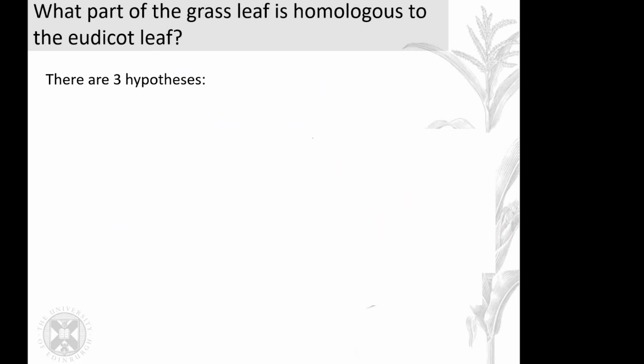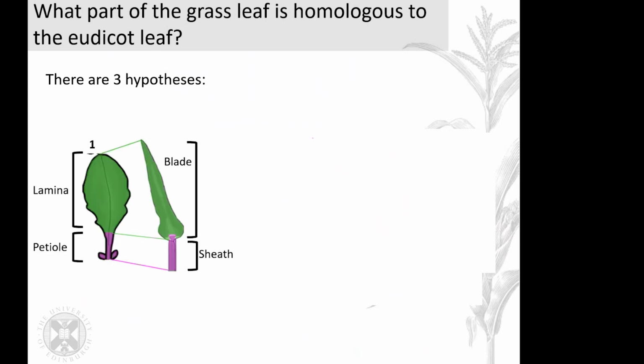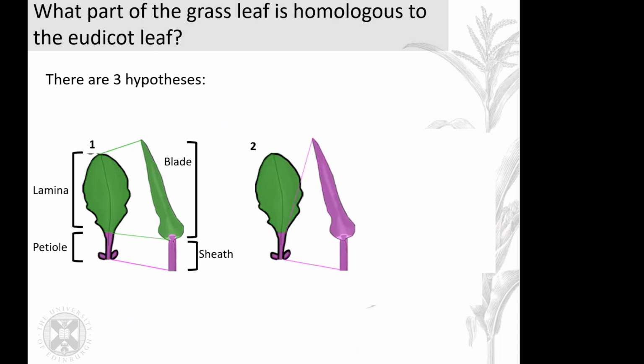Currently there are 3 hypotheses in the literature. The first, proposed in 1850, is that the petiole is homologous to the sheath and the lamina to the blade. This was just based on spatial distribution and some morphology observations. The second hypothesis was that the petiole is homologous to the entire grass leaf, because the petiole has parallel venation and the grass leaf has parallel venation. This hypothesis proposed that if there was a little bit of the lamina, it would be right at the tip and it dies during development.